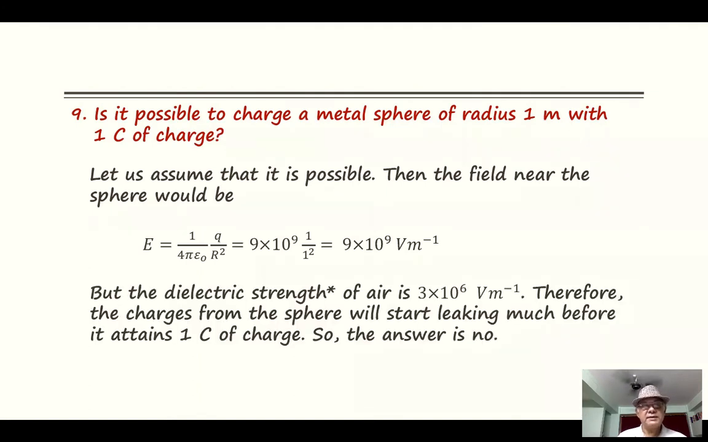But the dielectric strength of air is 3 into 10 to the power 6 volt per meter. Therefore, the charges from the sphere will start leaking much before it attains 1 coulomb of charge. So the answer is no. Regarding the asterisks, beyond this limit, that is the limit of dielectric strength, air becomes conducting.